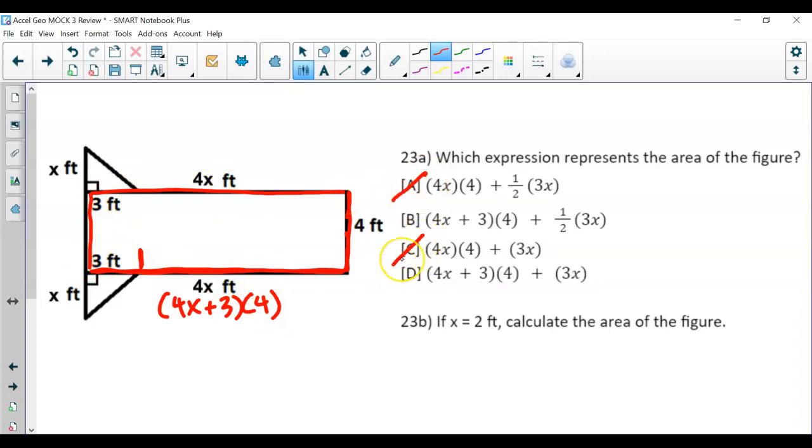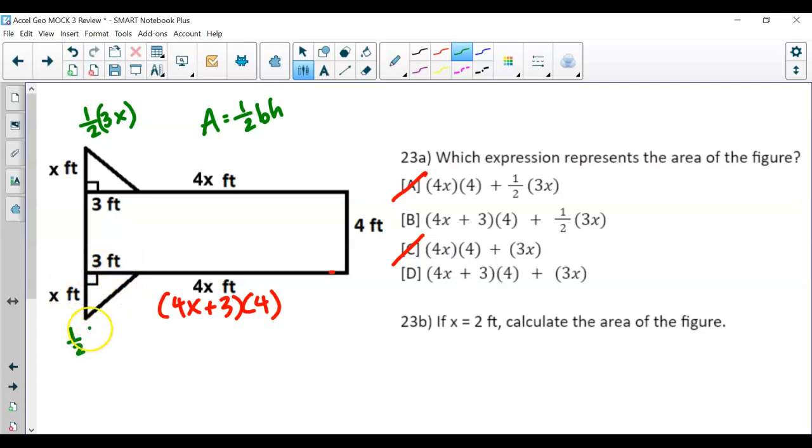So I'm going to mark off A and C. So now we've got to figure out, well, how do we find the area of the triangles? So here, if you don't remember, area of a triangle, that is 1/2 times the base times height. So if I wanted to know the area of this one triangle here, well, that's 1/2 times the base of 3 times the height, which is x. So 1/2 times 3x. But technically, we have this triangle here as well, which is 1/2 times 3x. So technically, we have two of these. We have 2 times 1/2 times 3x.